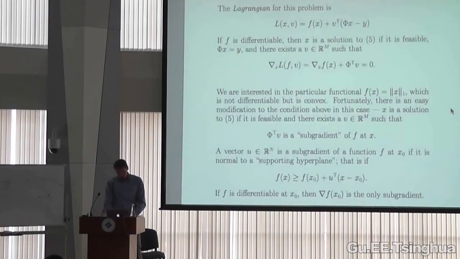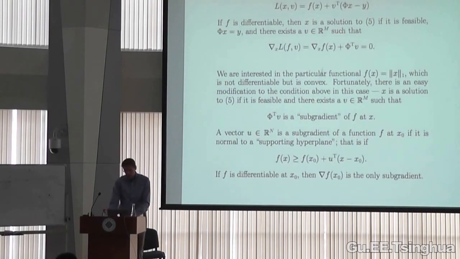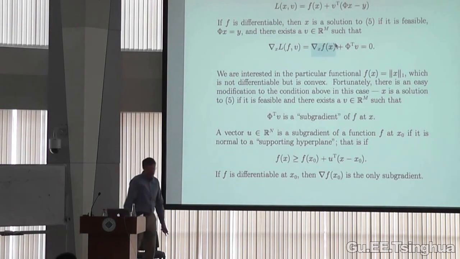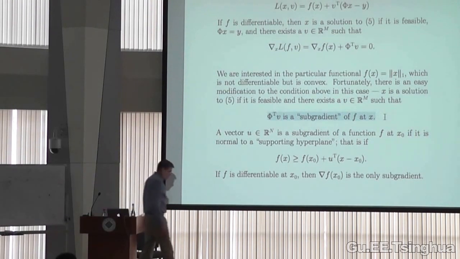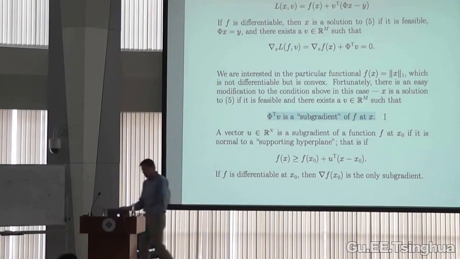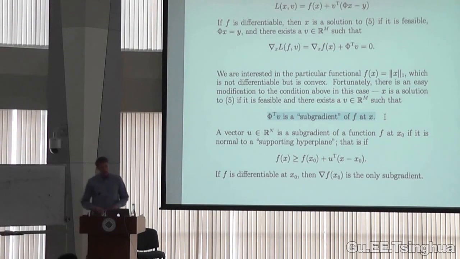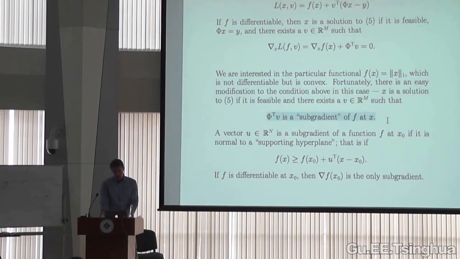Okay, but anyway, how does it work? Actually, you can modify this very easily. There's a very nice modification of the above. Instead of the gradient of f of x equaling phi transpose v or negative phi transpose v, you can calculate what's called a subgradient of f at x. This subgradient is actually a set of vectors, not just a single vector. It's a cone of vectors. And the condition is that there needs to be a v such that phi transpose v is a subgradient of f.